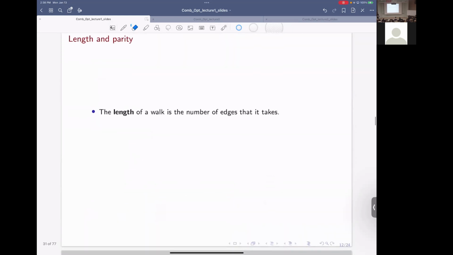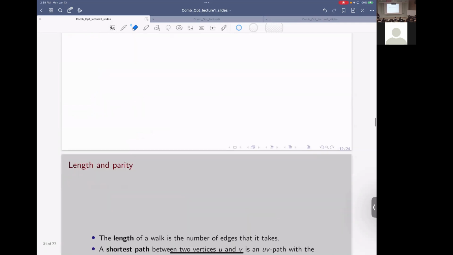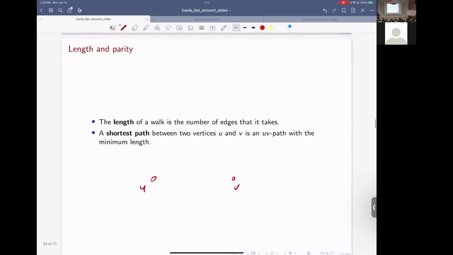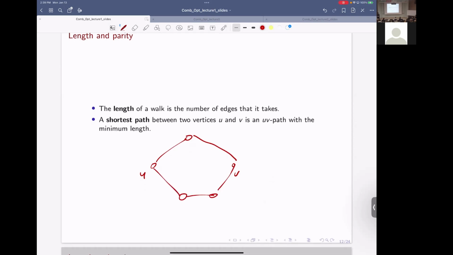Okay. The next concept is about lengths of paths and cycles, and also parity. The length of a walk is just the number of edges you are using. Now that you have defined the notion of length, you can compute the length of a path. You can have many paths between a pair of vertices, and the one that has the minimum length is called the shortest path. For example, you have these two vertices U and V, and let's say I have a path of length 2, and I have a path of length 3. The shortest path is the top one. The bottom one has length 3, whereas the top one has length 2.